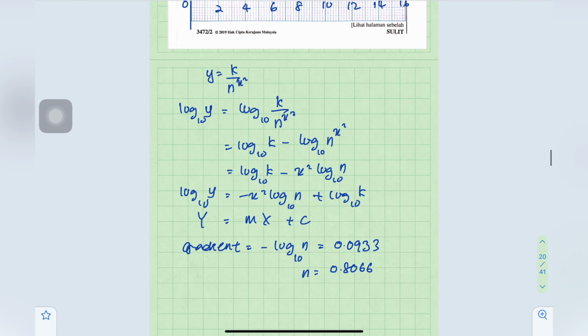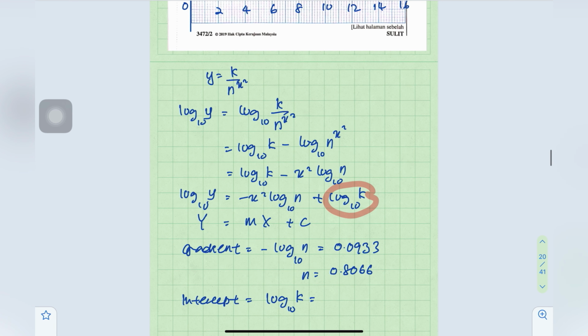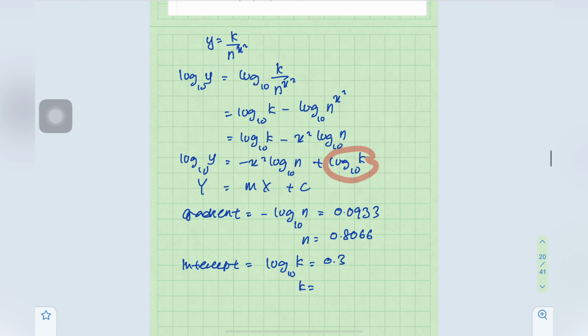Okay, then intercept. Intercept yang ni, this one, intercept log k base 10. Okay, so log k base 10. Okay, tadi kita dapat intercept is 0.3. So 0.3. So kita carilah k equals to 1.9953.